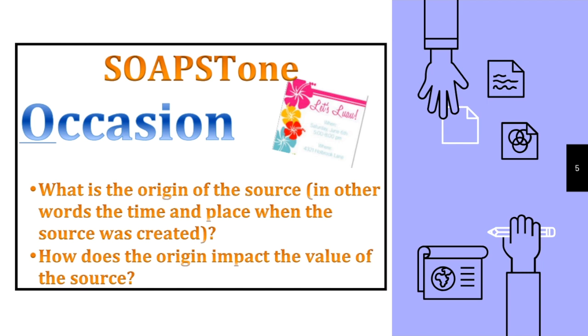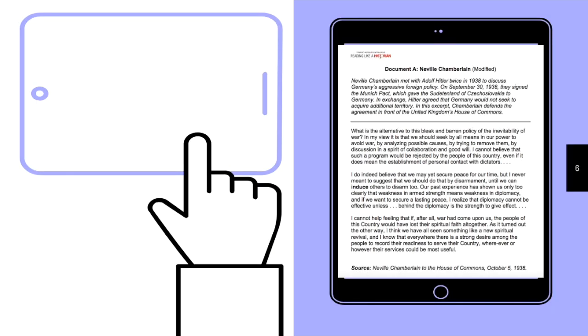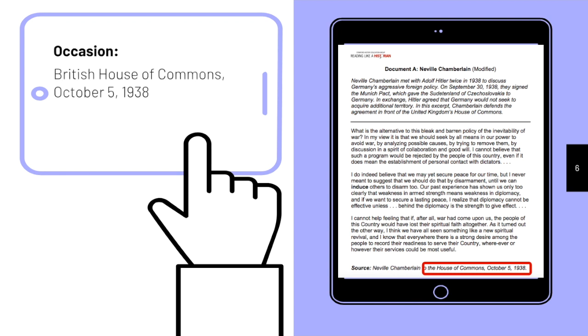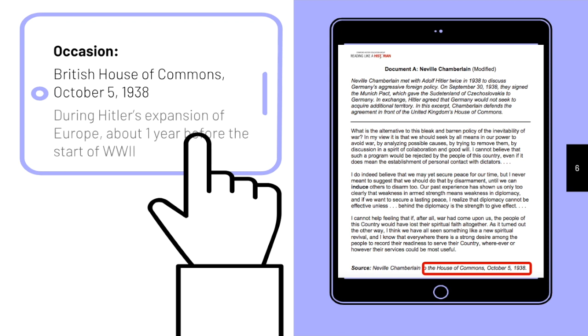The O is for occasion. This means identifying the time and place. In the case of the Chamberlain example, the speech was given in Great Britain before the House of Commons on October 5th, 1938. Students must understand what is significant about the time and place. Students should recognize the date as one on the path to World War II. Ideally, students would realize the speech was given after the Munich Conference.